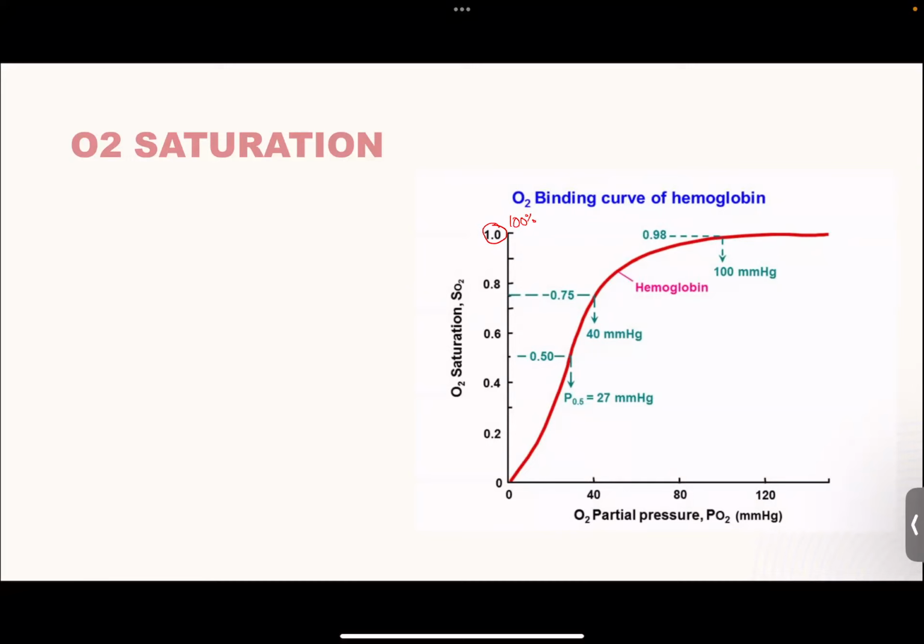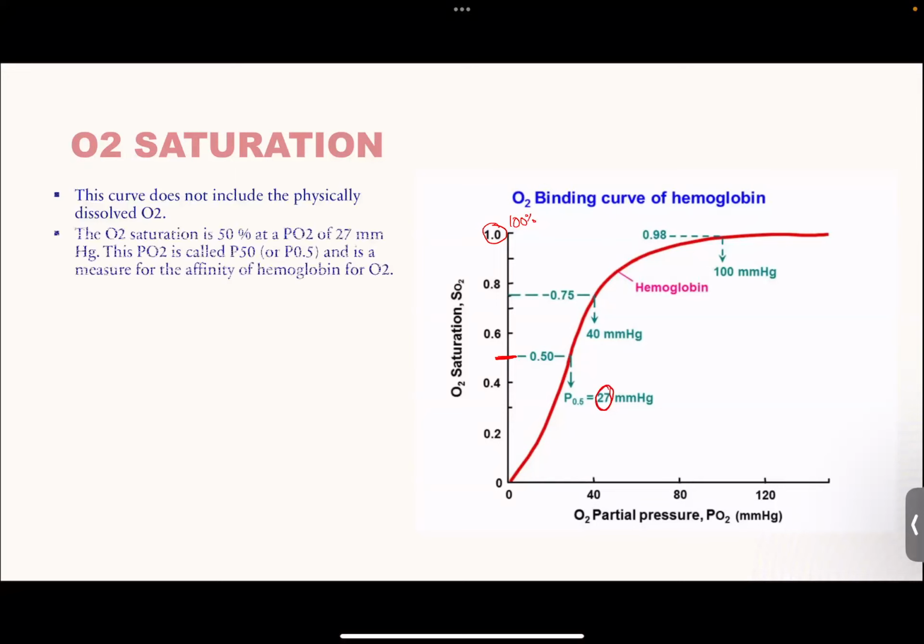If we look at 50% saturation, when the blood is 50% saturated, and we look at what pressure that is, it's 27 millimeters of mercury, okay? This 27 millimeters of mercury is the P50, and P50 is an important measure for us because it measures the affinity of the hemoglobin for oxygen. How does it do that? Basically, it's saying that when the pressure is 27, that is when hemoglobin is able to bind to half of the oxygen that is available.